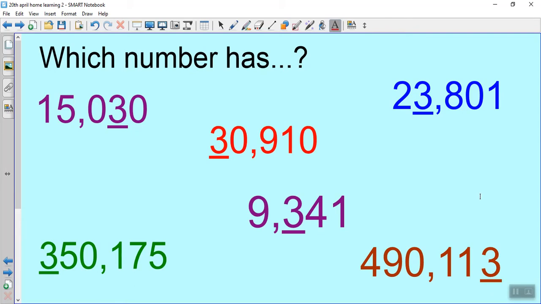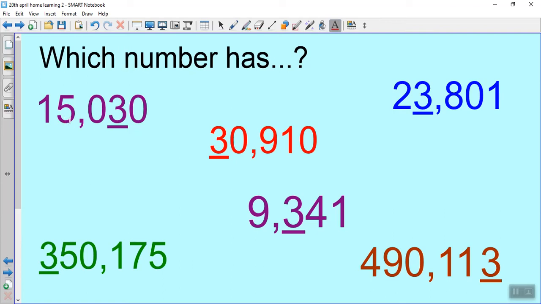Which number has got the 3 underlined in the hundreds column? Hundreds column. You should have this one. So we've got ones, tens, hundreds. This has got the 3 in the hundreds column. 9,341. Which number has got the 3 underlined in the tens column? It's this one. This is 3 tens here. 0 ones, 3 tens, 0 hundreds.